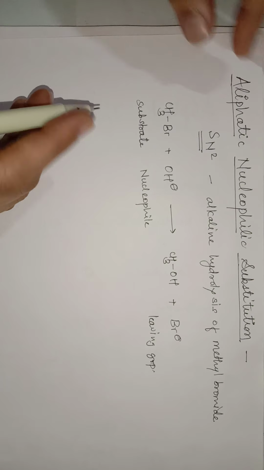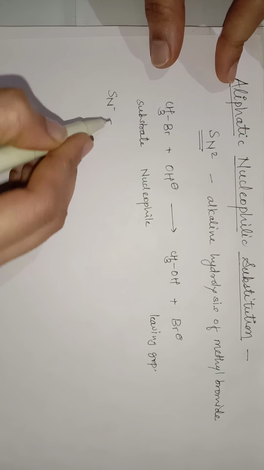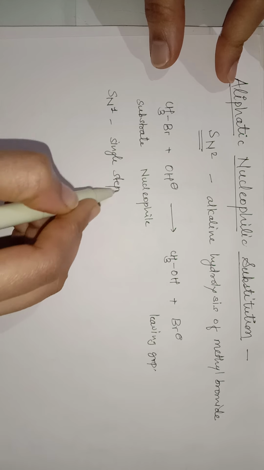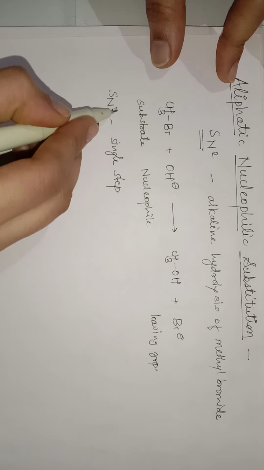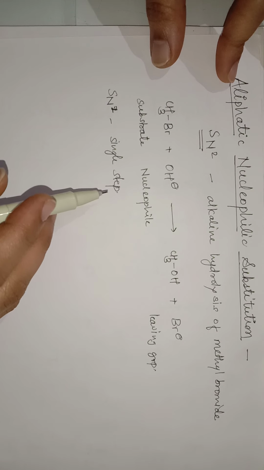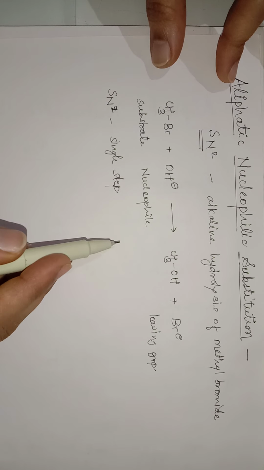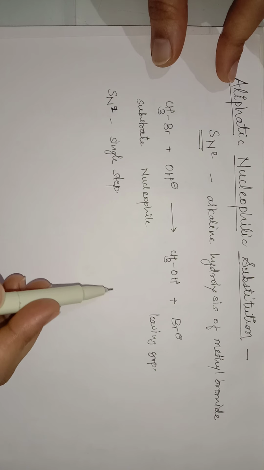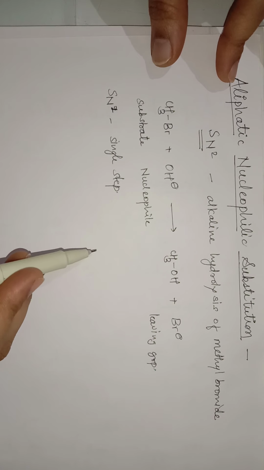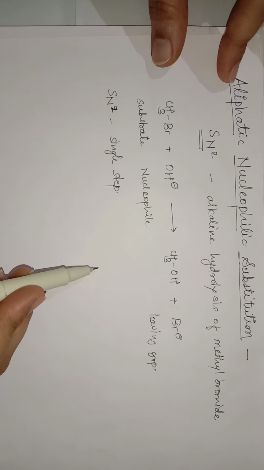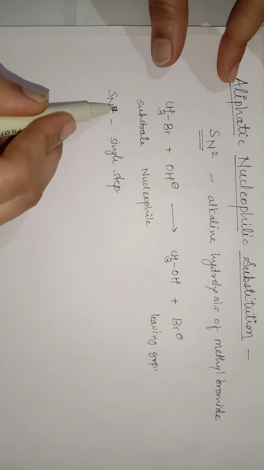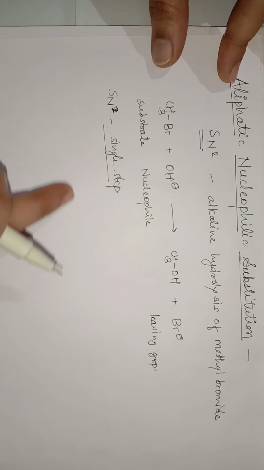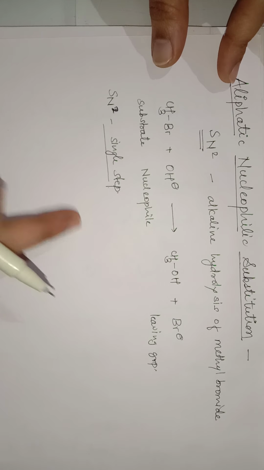Just see its mechanism. An SN2 type of reaction is a single step reaction. SN1 was a two-step reaction. In SN1, we discussed that the first step is the formation of carbocation, and in the second step that carbocation is attacked by the nucleophile and the product forms. But in SN2, it is a single step reaction, meaning the attack of the nucleophile and the departure of the leaving group take place in the same step.